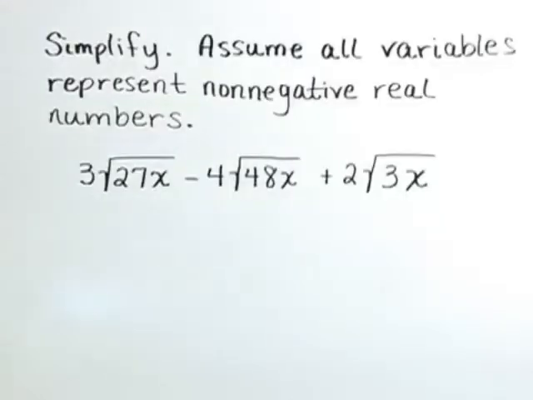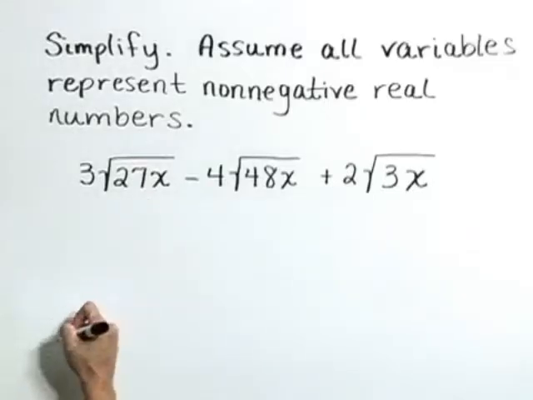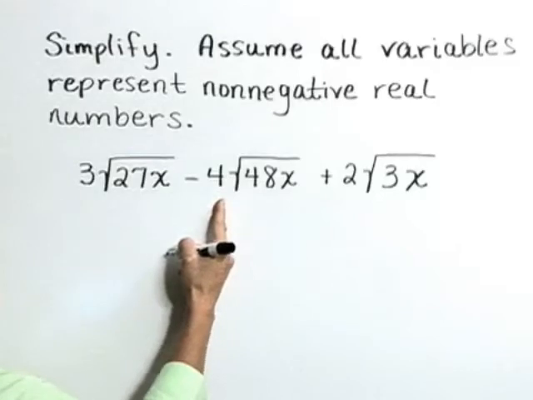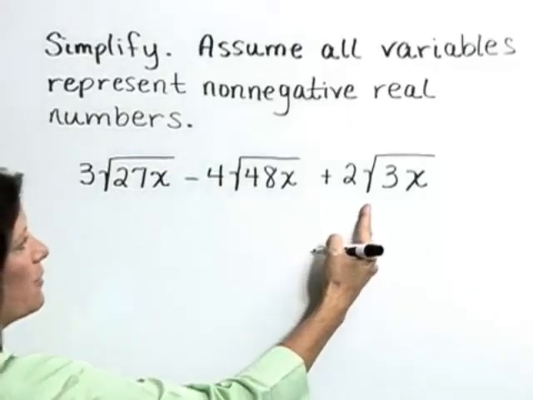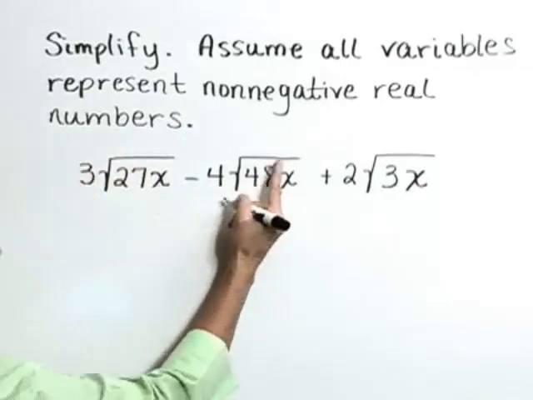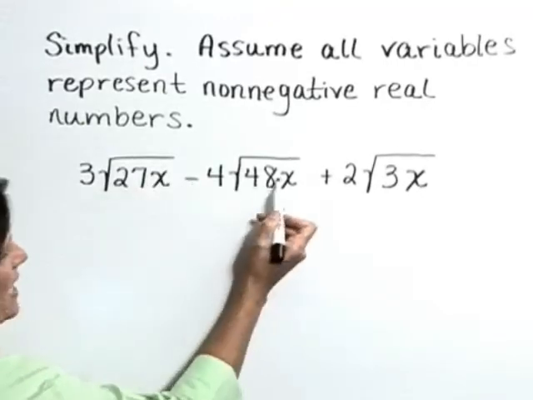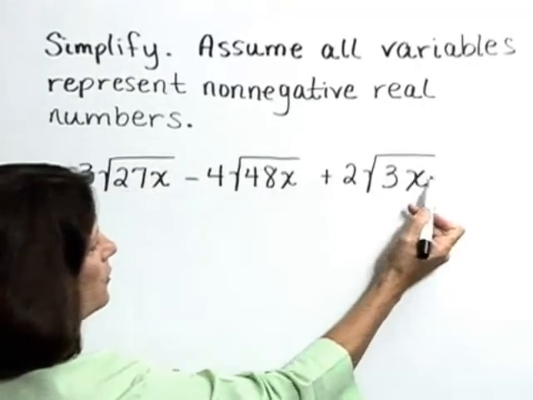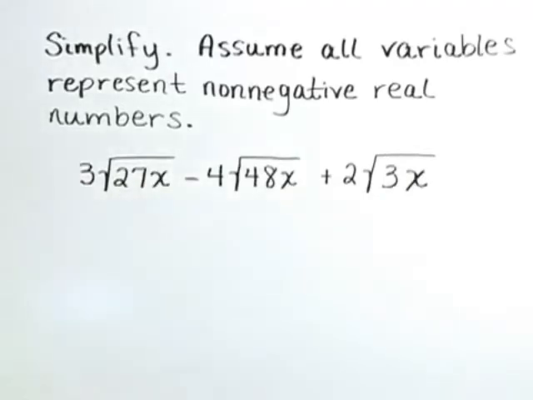Simplify. Assume all variables represent non-negative real numbers. 3 times the square root of 27x minus 4 times the square root of 48x plus 2 times the square root of 3x. Now, these terms are not alike at this point because we have different radicand values. Those are the things underneath the radical symbols.